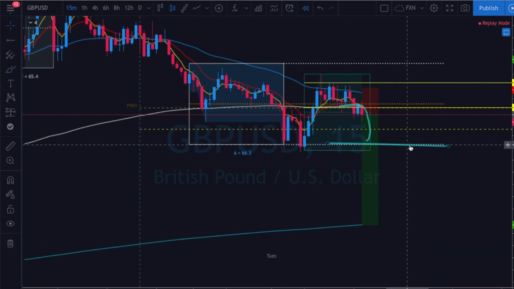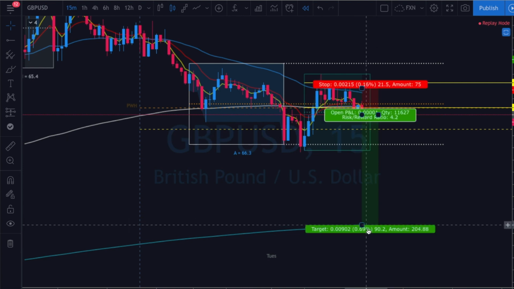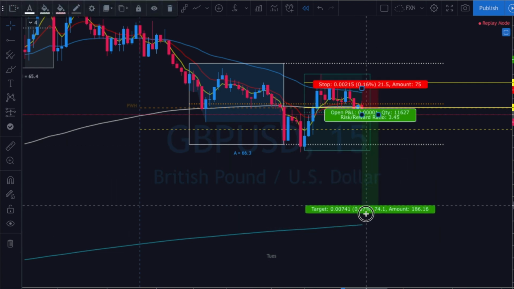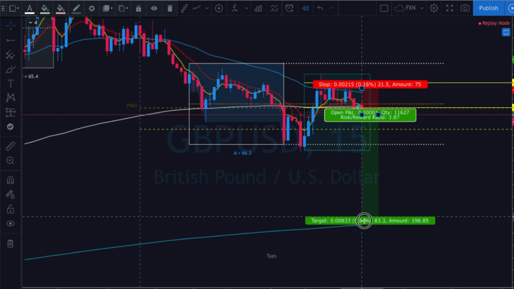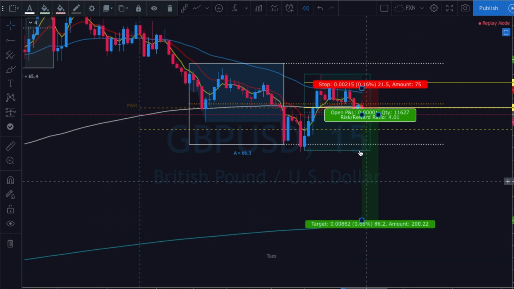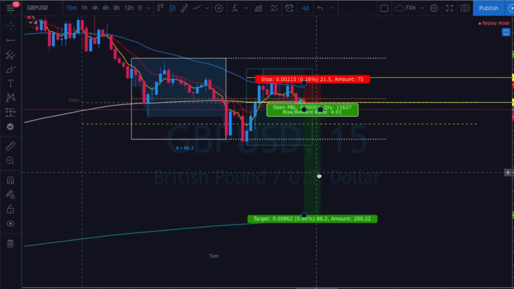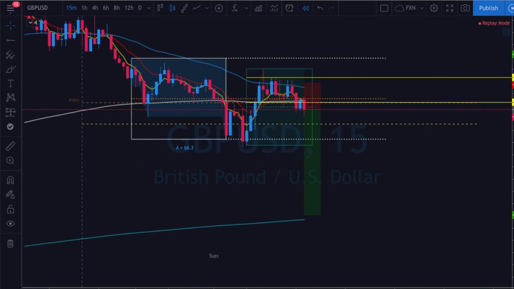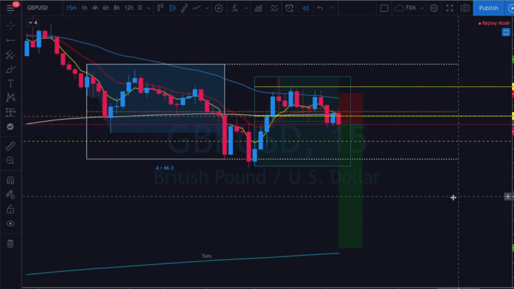Let's see how this works out. And let's see if we can first make it here, and then obviously the original target would be down here. That'd be 86 pips. That's almost a 4-to-1 risk to reward ratio. That's a really good risk to reward ratio.